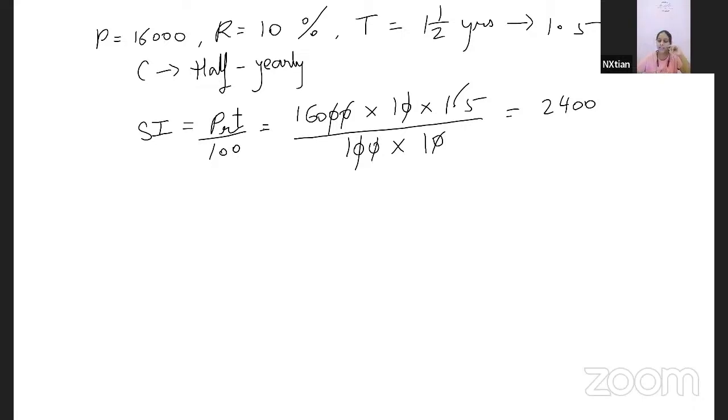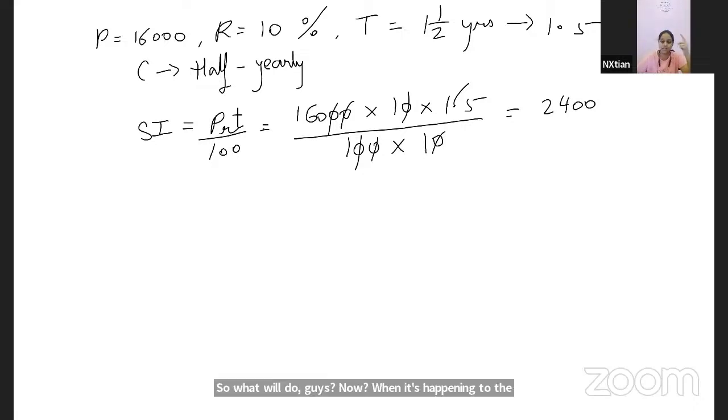So what will we do, guys? Now, when it's asking for the difference, we will calculate first the SI, then the CI. Then we will subtract it, as CI minus SI. So SI I have calculated. Now I'll calculate my compound interest.